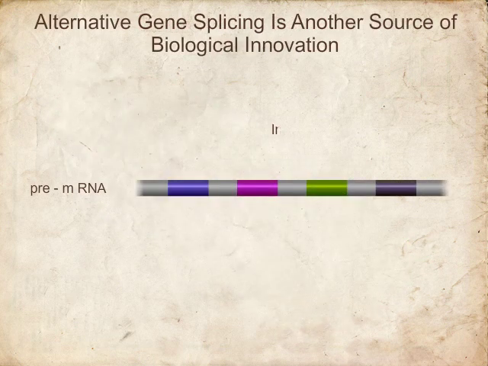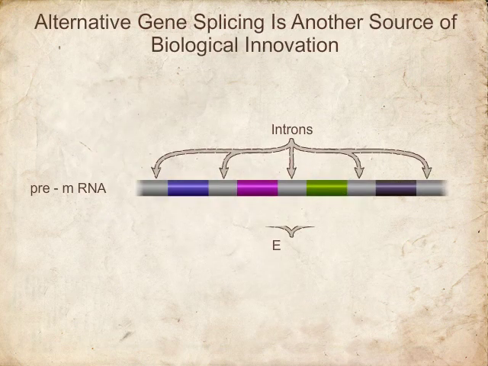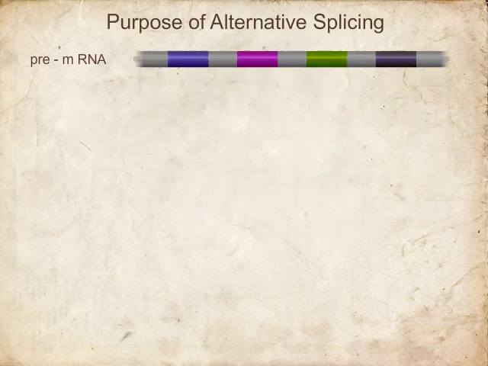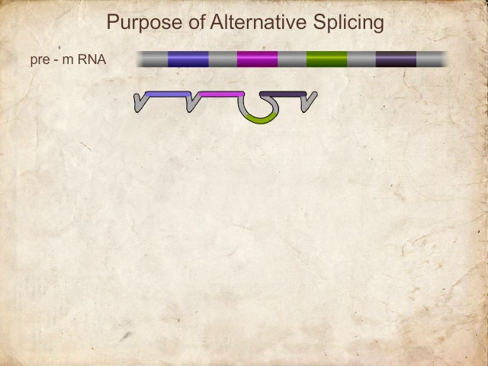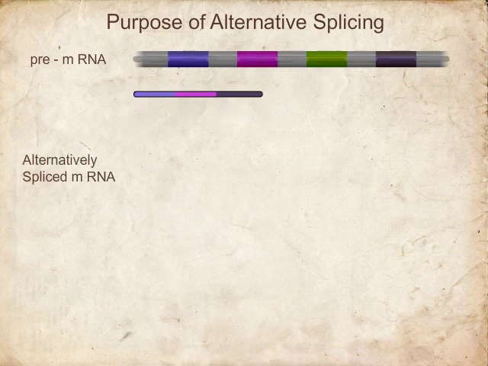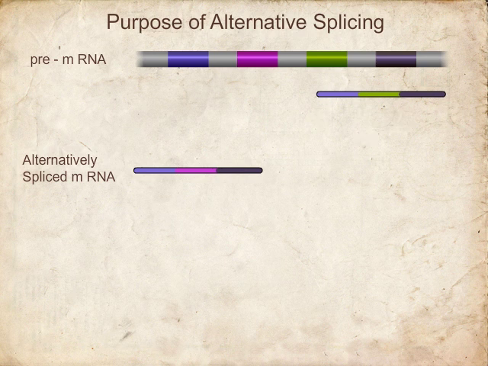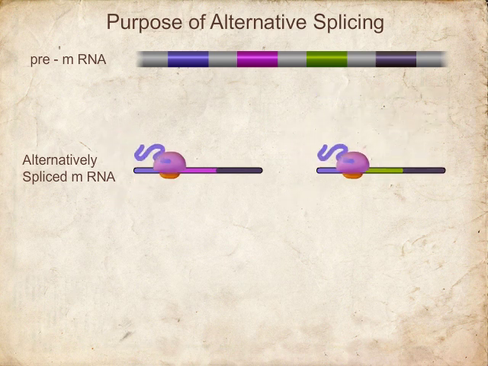Yet another source of biological innovation is alternative splicing. Alternative splicing is a differential inclusion of exons when pre-messenger RNAs are being modified before they can be translated into proteins. So, what exactly does alternative splicing accomplish? By including and excising different exons, two distinct mature RNAs can be transcribed from a single gene.